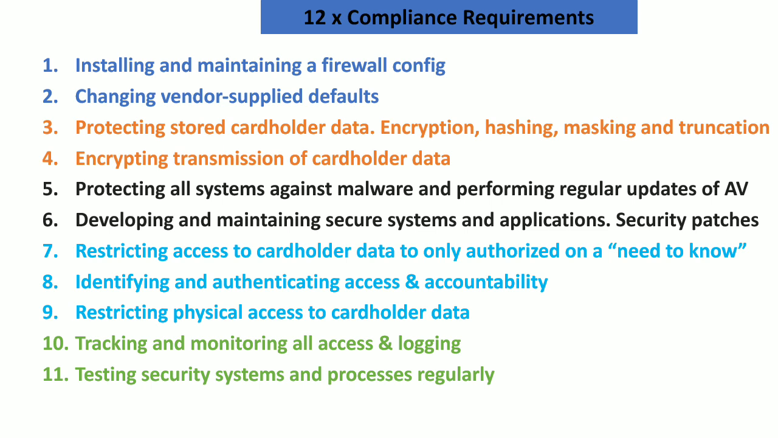And then the 10th and 11th compliance requirements are linked with the fifth control objective, that is to monitor and test the networks and systems. So it relates to tracking, monitoring, and logging all access, and to test the systems and networks and processes regularly. And then the 12th compliance requirement is linked with the sixth control objective, that is maintaining an information security policy.